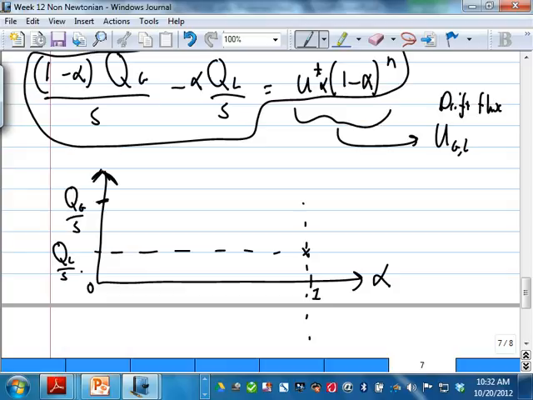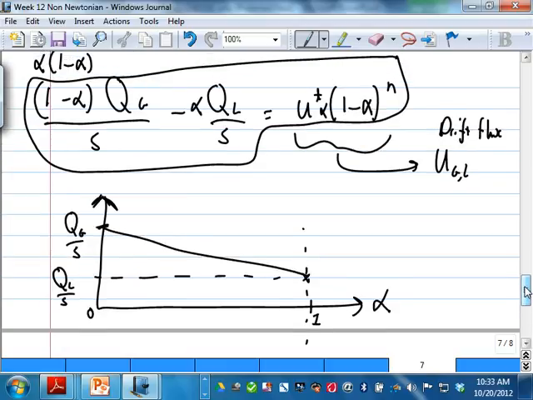QL over S. So it's a straight line, isn't it? It's just a linear line. When alpha is 1, 1 minus 1 is 0, you just get a 1. And anywhere in between, if you try to plot, you actually get a straight line. This other one, when alpha is 0, it will be 0. When alpha is 1, it will be 1, because 1 minus 1 is also 0. So it's going to be like this from here to here.